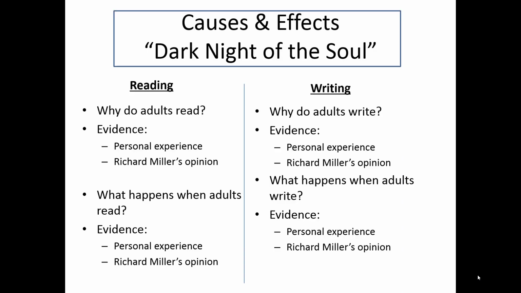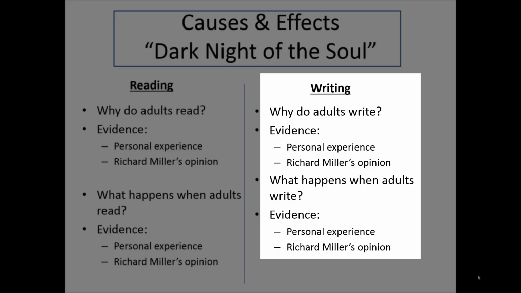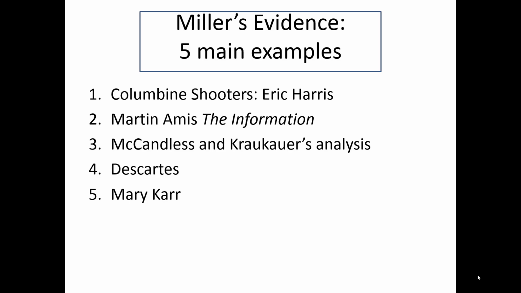You would look at the same issues with writing. Why do adults write? And what happens when adults write? And again, your evidence would come from personal experience as well as Richard Miller's opinion presented in Dark Night of the Soul. Miller uses 5 main examples for his evidence, so you should be familiar with all 5.